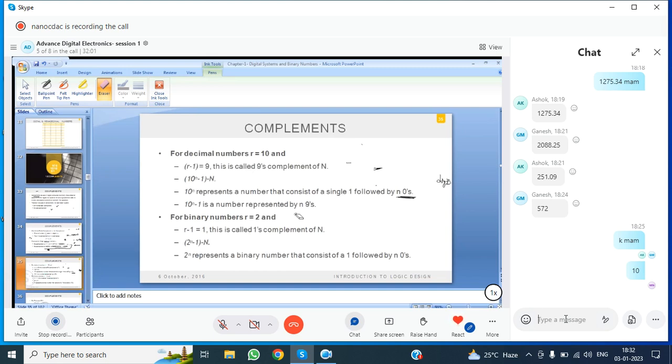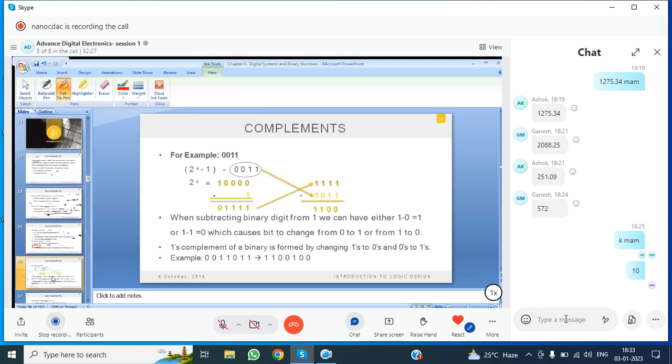In the same way, for binary numbers, r is equal to 2. R minus 1 is nothing but 1. This is called the 1's complement. You are not adding any power to R minus 1. It is 2 power n minus 1 minus N. This is the diminished radix complement. 2 power n represents a binary number that consists of 1 followed by n zeros. So this is all the theory part.